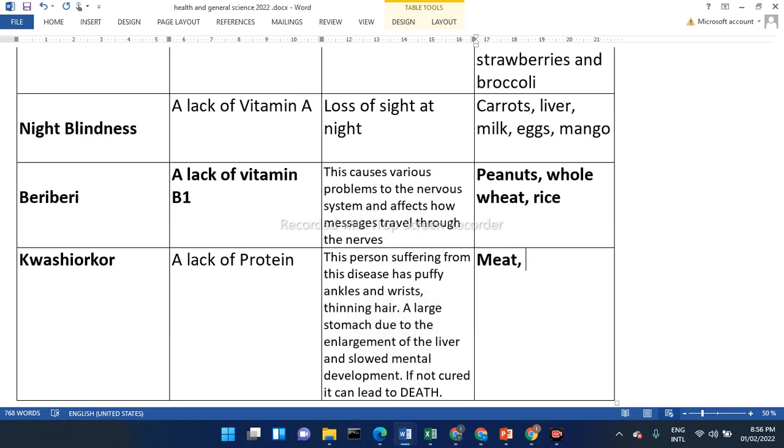Anyway, sources of protein: meat, fish, eggs. Don't forget the plant-based ones, chickpeas, any type of bean. Beans, yes, and legumes.